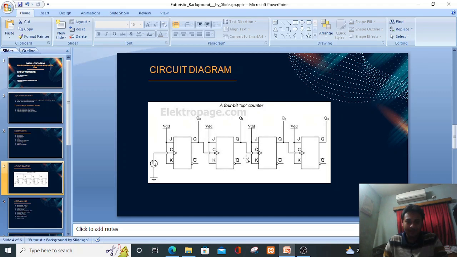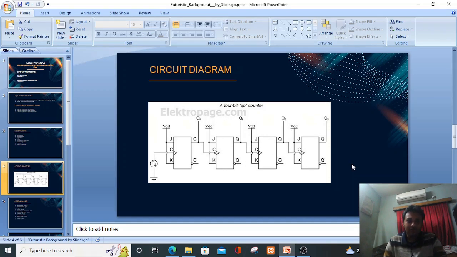So thus the circuit is implemented. You can see the repetition of this: output to clock, then again output to clock, and JK is shorted and connected to VDD. So this is the circuit diagram.